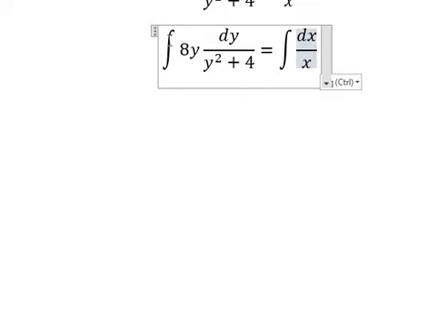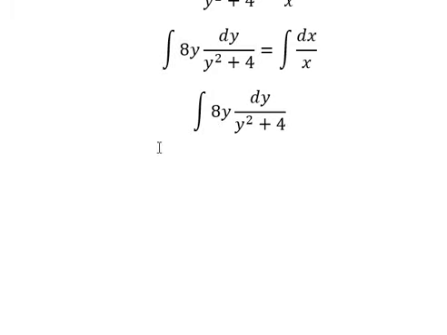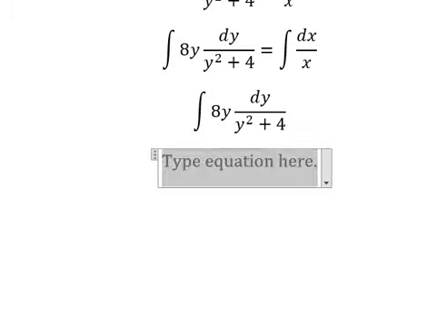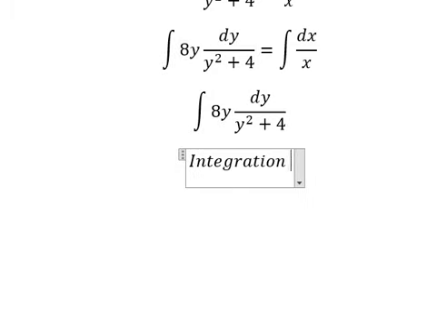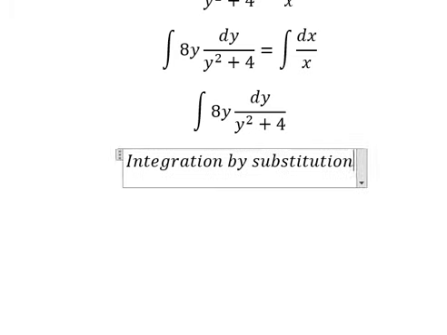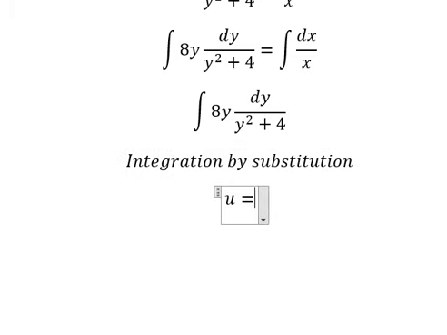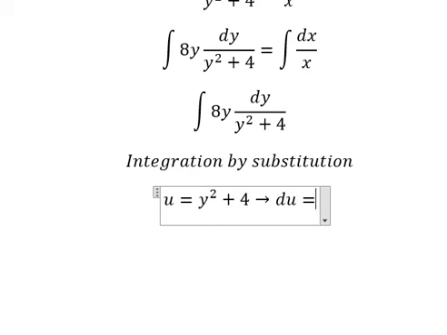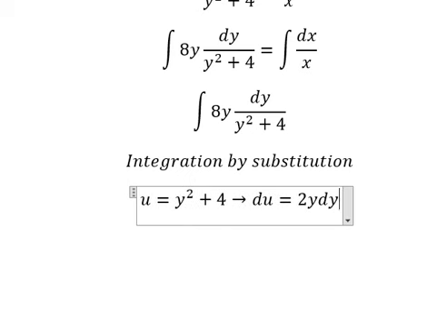Now, I will concentrate on this one first. So we need to use integration by substitution. So I will put u equals y squared plus 4. Later, we need to first take the derivative of both sides, and we have 2y dy.